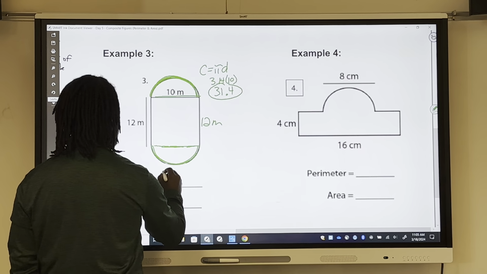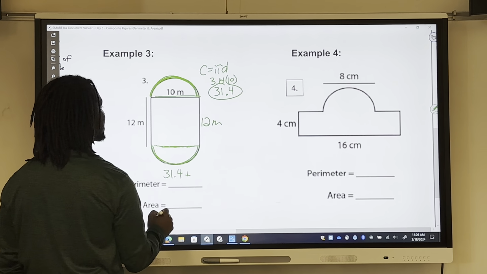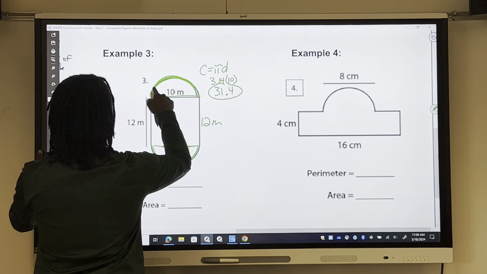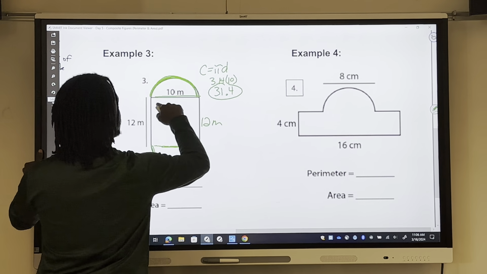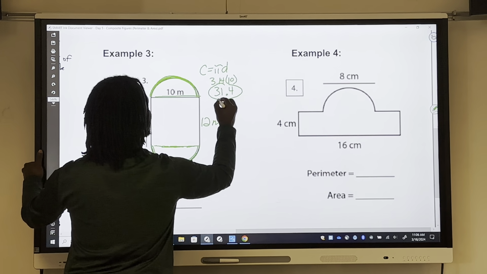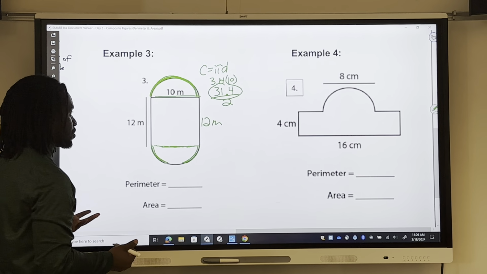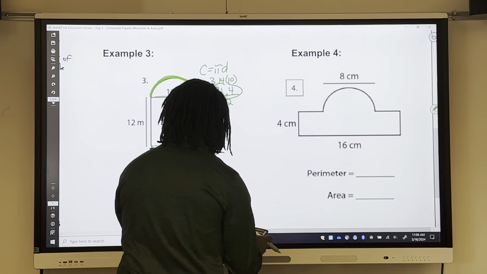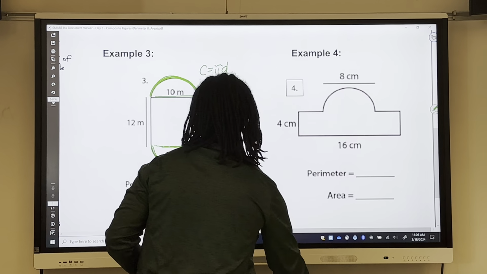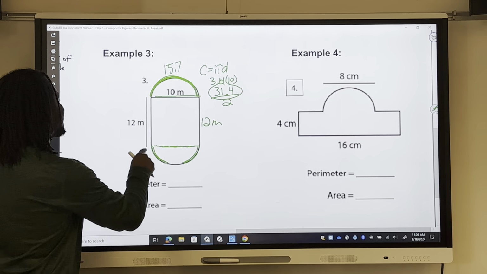So to find the perimeter now, I'm going to do 31.4 plus... you know what, let me just go ahead, since I'm going to have to do the semicircle over here, because this is only half of the circle, I'm going to take this and divide it by 2. And that's going to give me the circumference of half of the circle, okay? So 31.4 divided by 2 is 15.7, okay? So 15.7 is the outside.